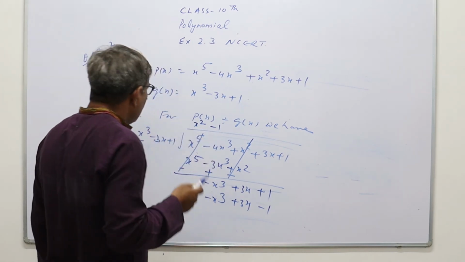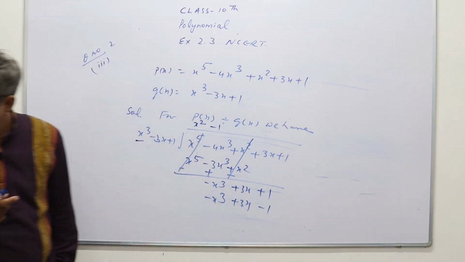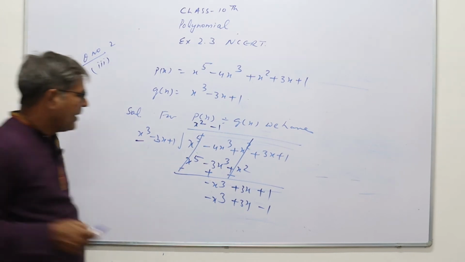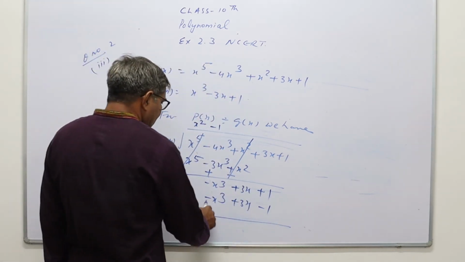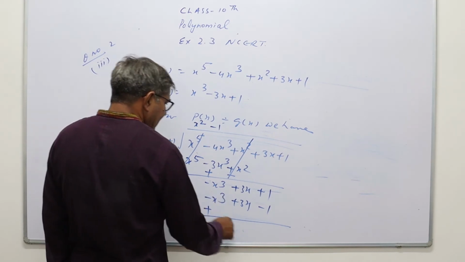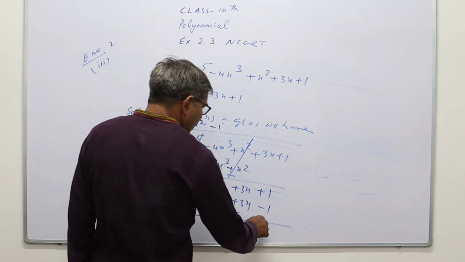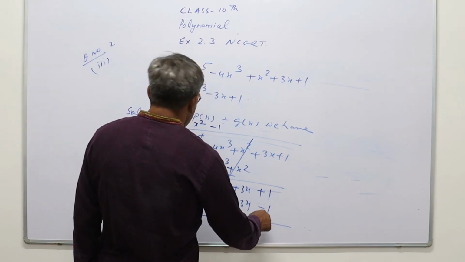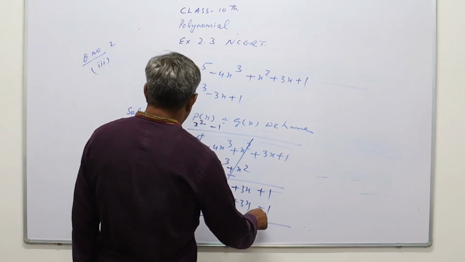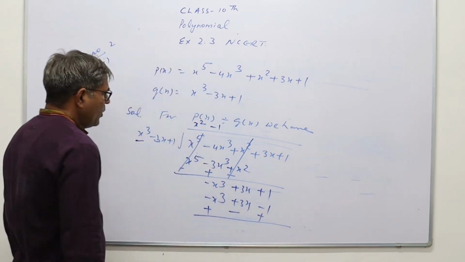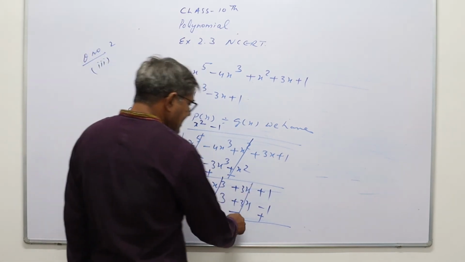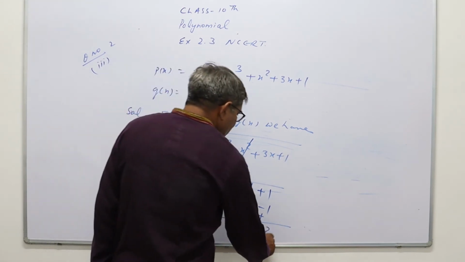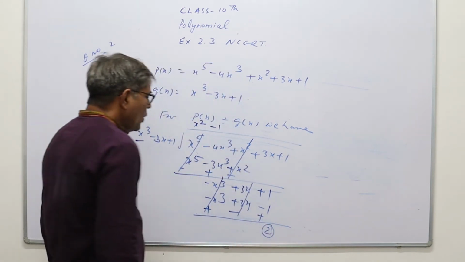Here the g(x) is also plus 1. So here, on subtracting, this will be plus, this will be minus, and this will be plus. So this will cancel out, this will also cancel out, and 1 plus 1, the remainder is 2.